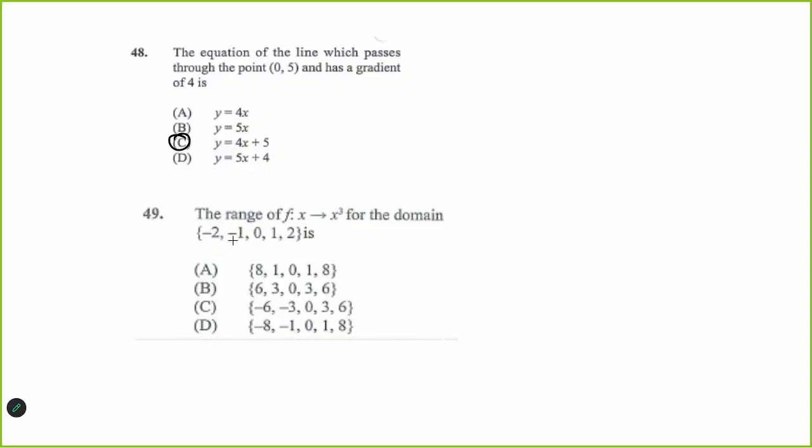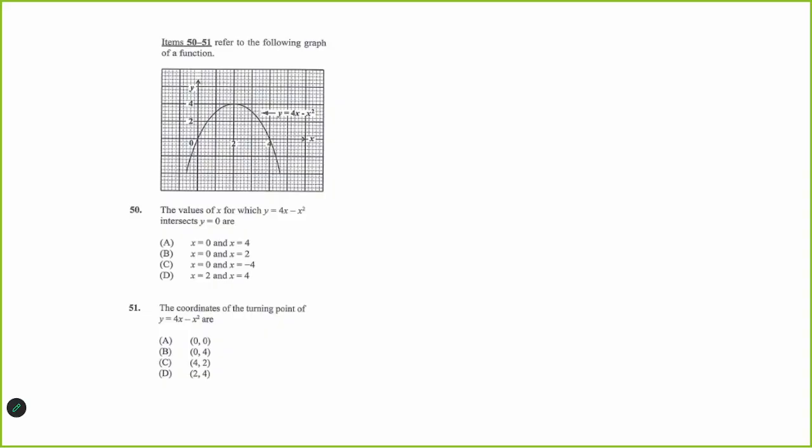This one here, you will get only one that has negative, only one of them has negative 8, and that would be D. This one here, repeated question, x is 0 and x is 4, 0 and positive 4. The turning point or the maximum point would be x is 2, y is 4, so 2, 4.